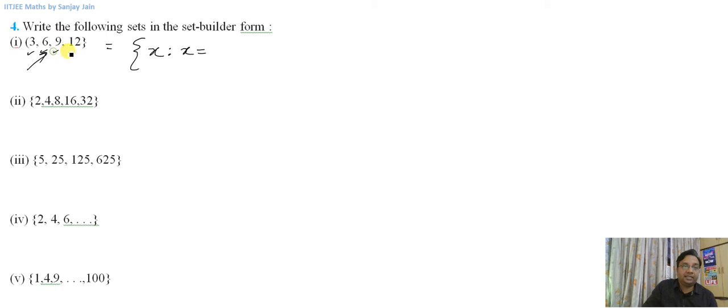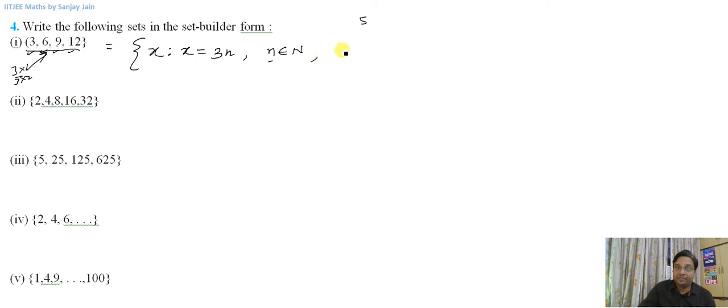3, 6, 9, 12. So these are multiples of 3, right? 3 into 1, then 3 into 2, 3 into 3, 3 into 4. So these are multiples of 3. So let me write it as 3n, where n belongs to natural numbers because these are multiples. So 1, 2, 3, 4. And now I need to restrict the values of n because 5 is also a natural number. So 3 into 5 will be 15, but 15 doesn't belong to this set.